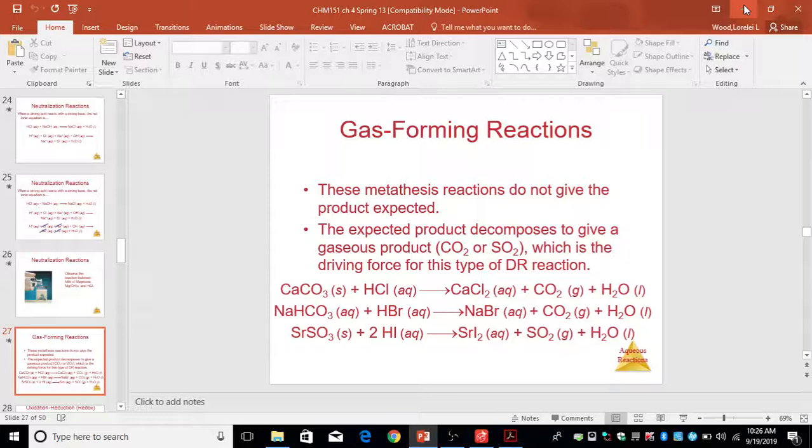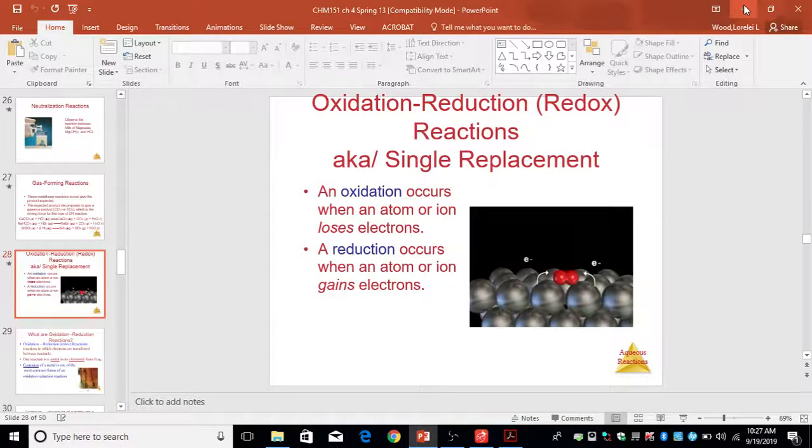As you can see, the gas-producing ones, it's either CO2 is the gas that's produced or SO2 is the gas that's produced. And in that case, the driving force is the gas being produced rather than solubility or water, right? So remember, metathesis reactions, the three driving forces: solubility, meaning the formation of an insoluble product, a precipitate; water being formed if it's acid-base; or gas-forming ones, in which those are the majority of the types that you're going to see. Okay, which leads us to redox reactions.